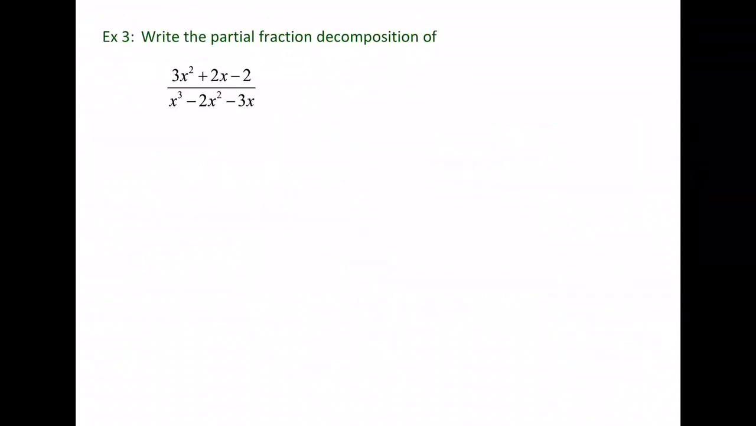Example 3 is similar to the first two, so if you feel pretty good about things, I would just pause it and practice it yourself and see if you can get it. Alright, here we go. So we're going to start by factoring. So we have the 3x squared plus 2x minus 2, and we're factoring the denominator, so we factor out an x. And then we can factor one more time again. And so we have 3 factors. The difference on this one is all 3 factors give you a different restriction. So we'll be able to plug in all 3 restrictions at the end.